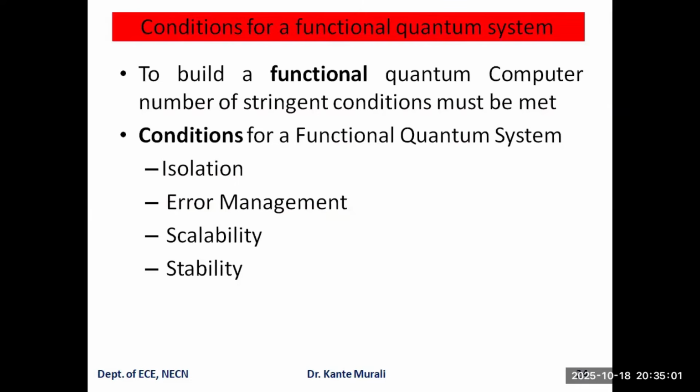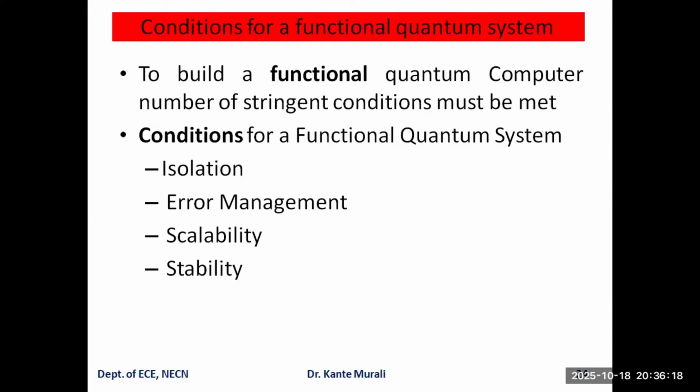Now let us jump into the conditions for a functional quantum system. Alright, now we have seen how delicate the control is. Let us summarize what functional quantum computers must have to maintain proper operation with good accuracy and reliability. These four conditions are absolutely essential. First is isolation, which protects qubits from the environment. Error management, to correct the inevitable errors. Scalability, to build larger systems efficiently. Stability, to maintain reliable operation over time. If one of these fails, the entire system becomes unreliable.